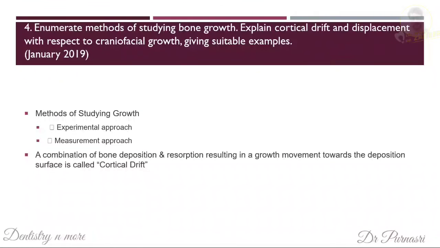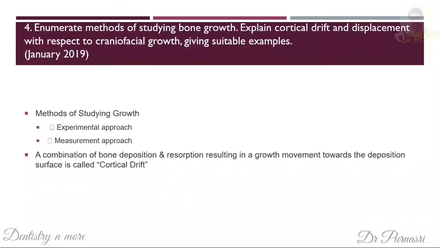The next question is: enumerate various methods of studying bone growth, explain cortical drift and displacement with respect to craniofacial growth, giving suitable examples. So the first part is enumerate methods of studying growth. There are two methods basically, experimental approach and the measurement approach. Then the next part is explain cortical drift and displacement with respect to craniofacial growth and examples.